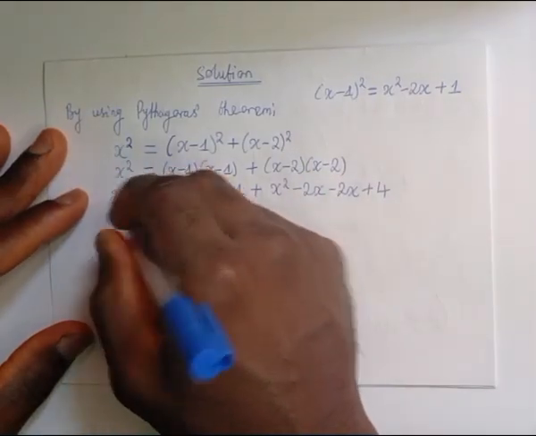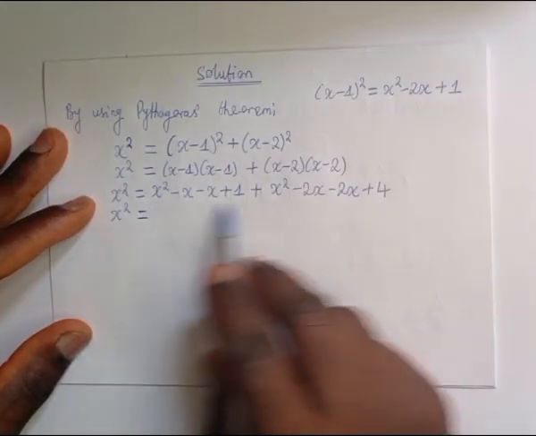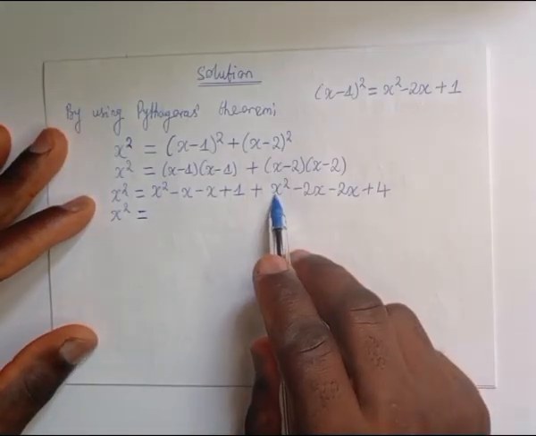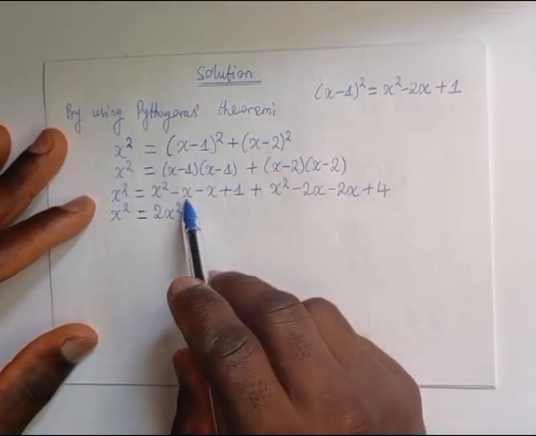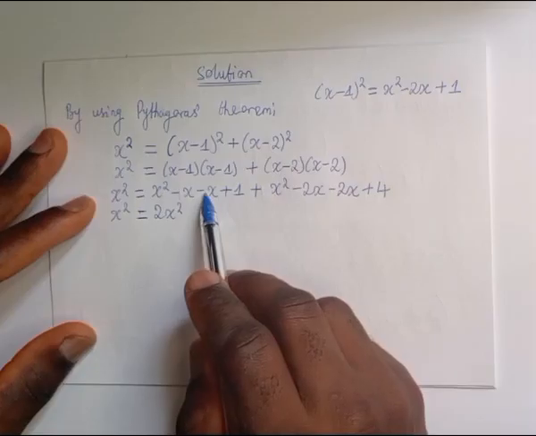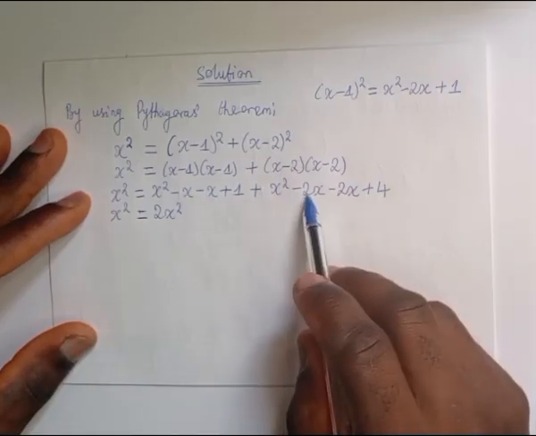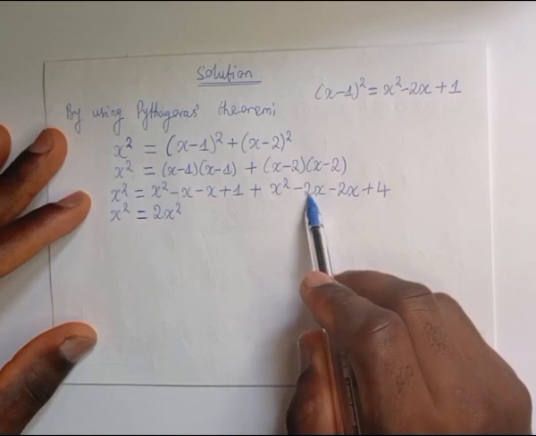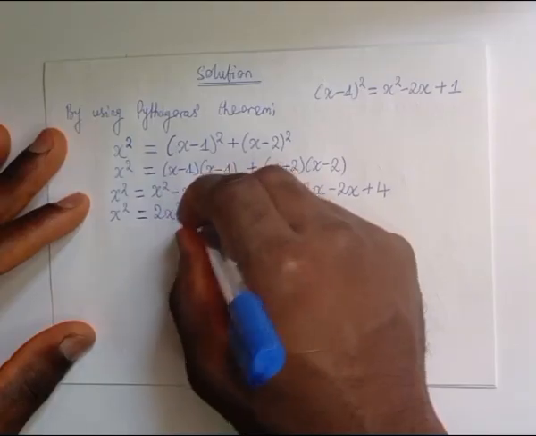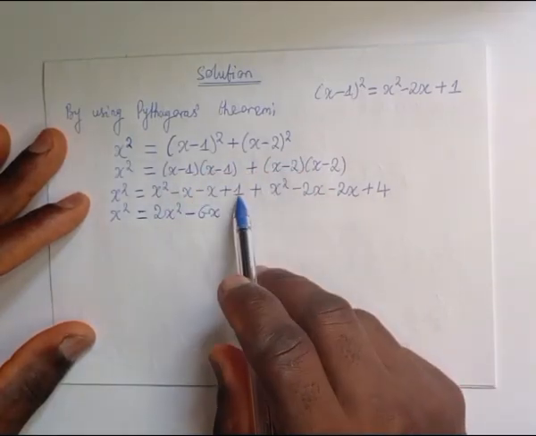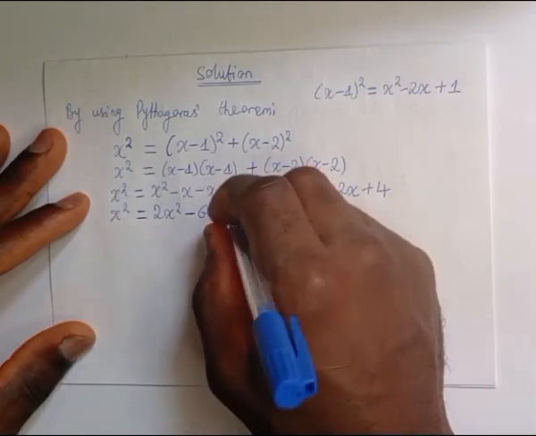This will give us x squared to be equal to x squared plus x squared gives us 2x squared. They are like terms. Negative x minus x gives us negative 2x. Negative 2x minus 2x gives us negative 4x. Negative 4x minus 2x gives us negative 6x. Going on to the constants, we have 1 plus 4, which is 5.